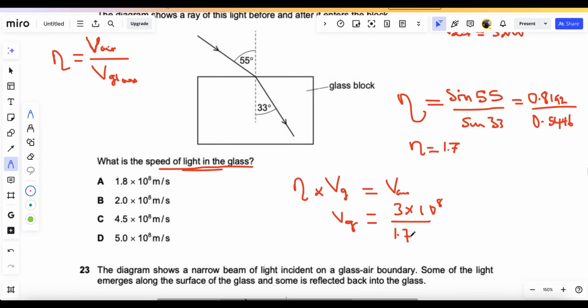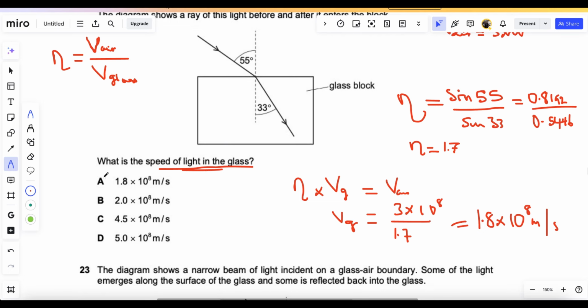3 divided by 1.7, what do you get? Approximately 1.8 times 10 to the power of 8. You see, the speed will slow down from 3 times 10 to the power of 8 to 1.8 times 10 to the power of 8, because the object has moved from a less dense medium to a denser medium. When you go into a denser medium, your speed will slow down.